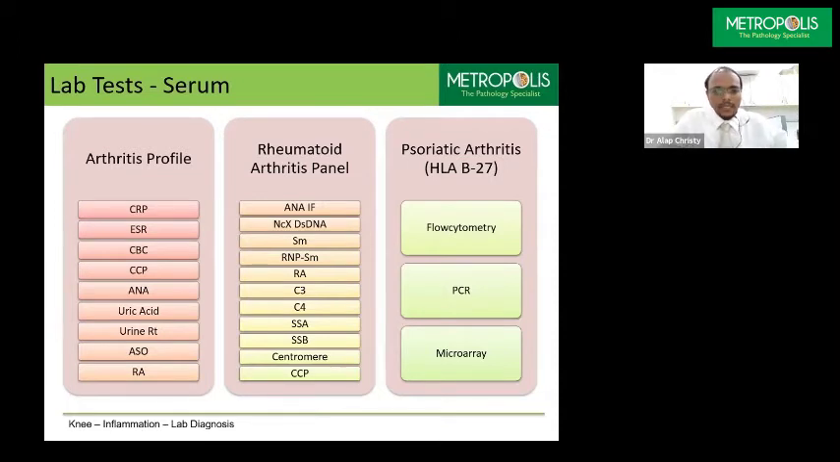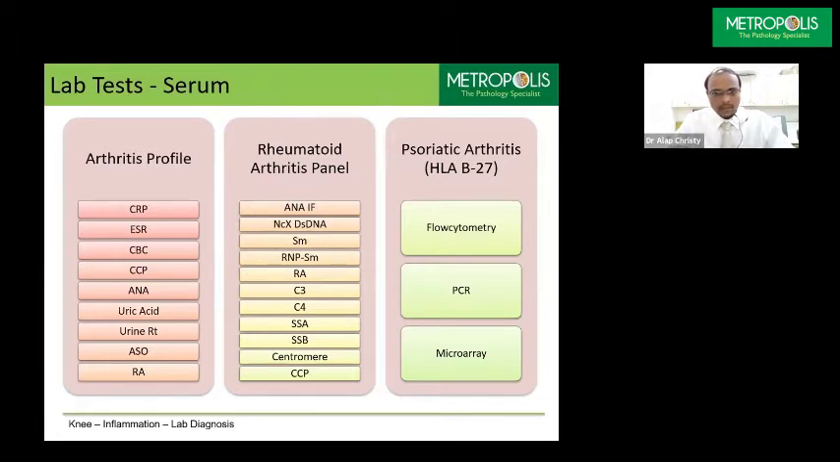When we talk about the arthritis profile, we have CRP, ESR, CBC, CCP, ANA, uric acid, urine routine, and ASO. These are the different tests which help to differentiate the actual reason for the inflammation, the actual pathology associated with the inflammation. In rheumatoid arthritis, it's more about autoimmune disease.